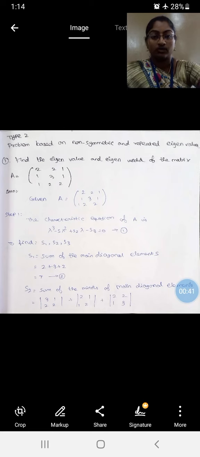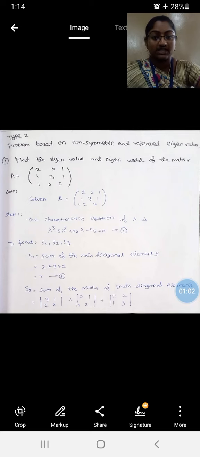See our first problem. Find the eigenvalue and the eigenvector of the matrix A equal to [2 1 1; 1 3 1; 1 2 2]. In the problem itself, we come to know that the given matrix is non-symmetric. See, our rows and columns are not equal. In the solution, write the given matrix as it is.